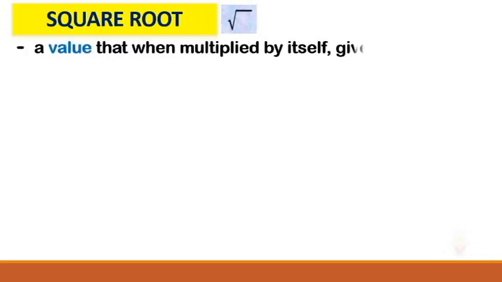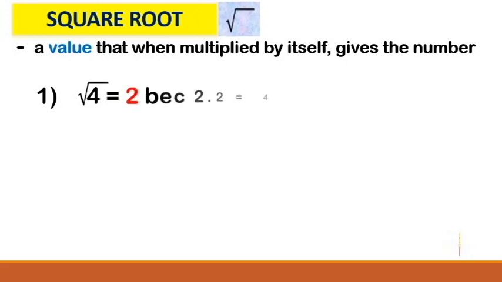So, what is the square root of a number? Square root is a value that when multiplied by itself gives the number. Say for example, we're getting the square root of 4. The answer is 2 because 2 times 2 is equal to 4.